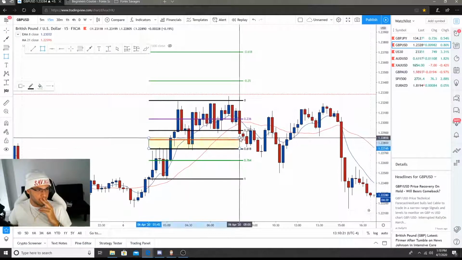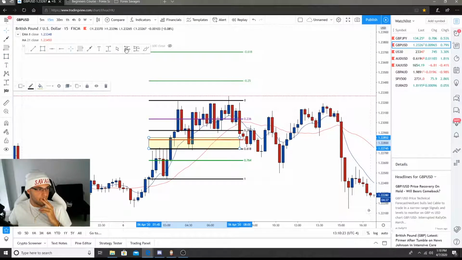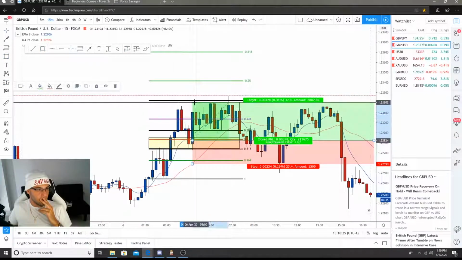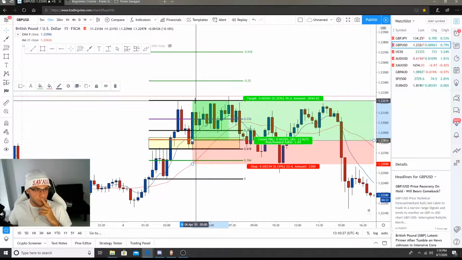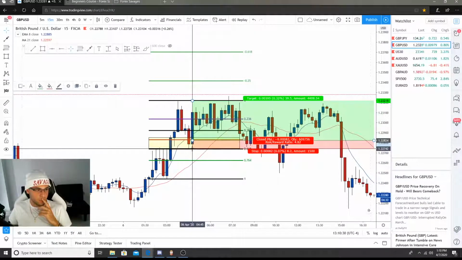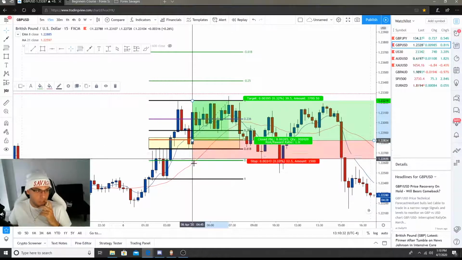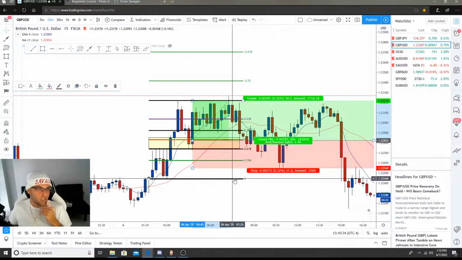Excuse me, let me just highlight this golden zone really quick. Look at that. Beautiful, beautiful. 39 pips, barely in drawdown from our entry. We were not even 10 pips in drawdown. Could have had stops like right here, let's say 27 pips.